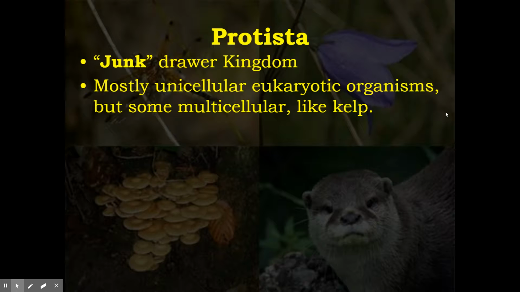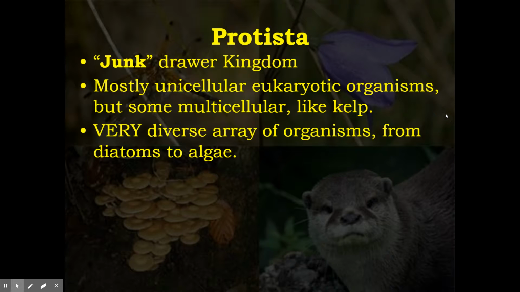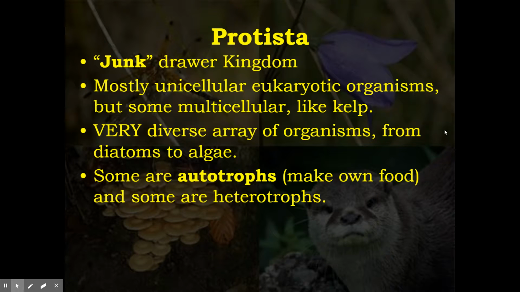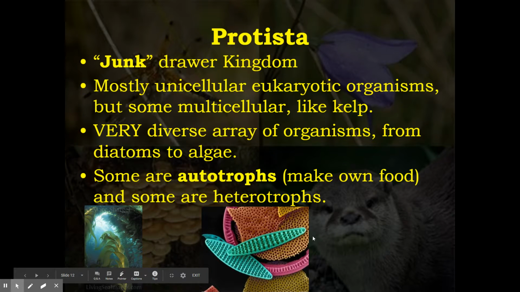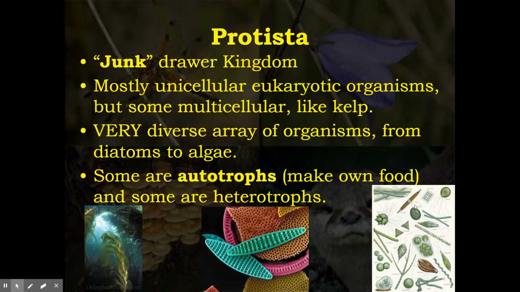Most of the protists are going to be unicellular. They're eukaryotic, and some of them can be multicellular, like kelp. It's a very diverse group. Diatoms are little tiny organisms that are usually in water, and algae. Some of them are autotrophic, some of them are heterotrophic. And remember, heterotrophic means that you cannot make your own food. The opposite of that is autotroph. The autotroph can make their own food. They use photosynthesis. Here's this kelp, and these are some diatoms, and these are some more diatoms.